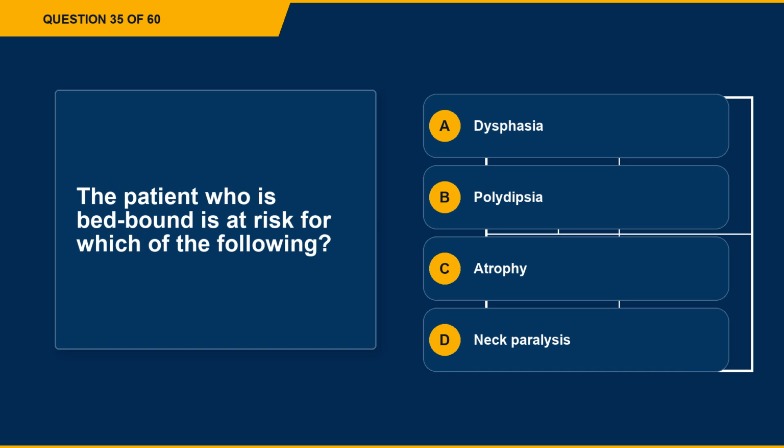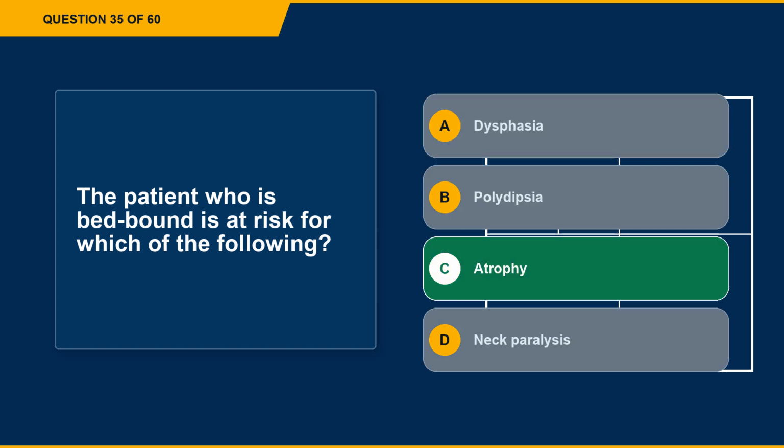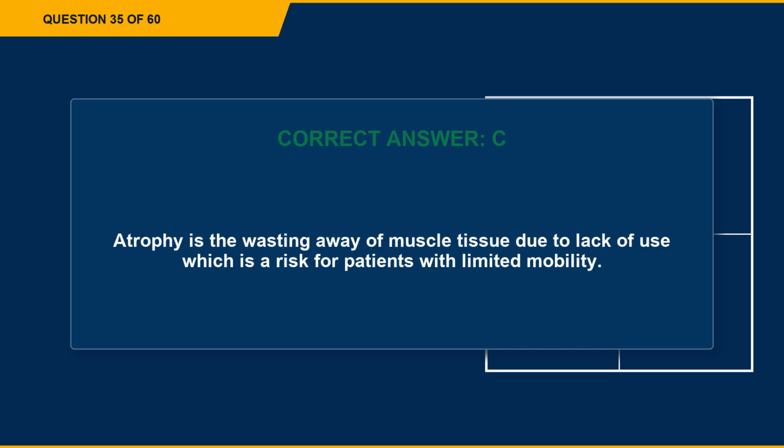Question 35. The patient who is bedbound is at risk for which of the following? Option A, dysphagia. Option B, polydipsia. Option C, atrophy. Option D, neck paralysis. The correct answer is option C, atrophy. Explanation. Atrophy is the wasting away of muscle tissue due to lack of use, which is a risk for patients with limited mobility. Question 36.